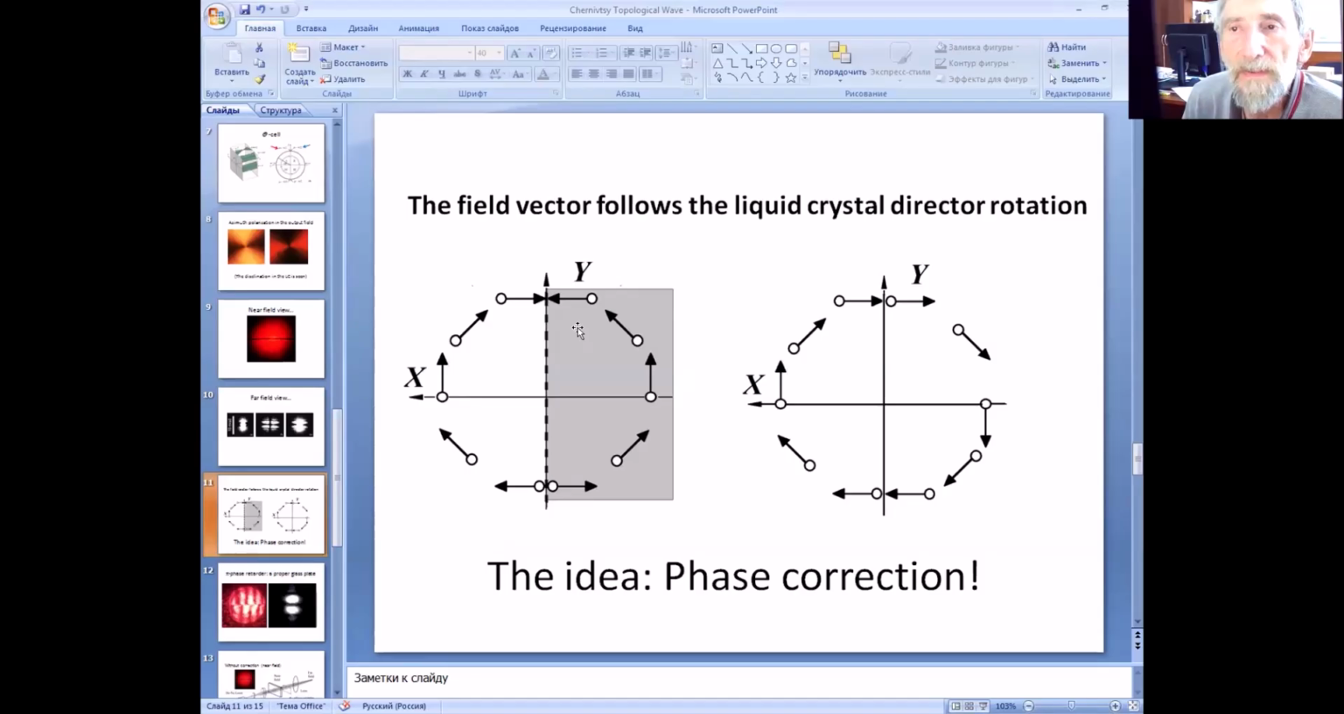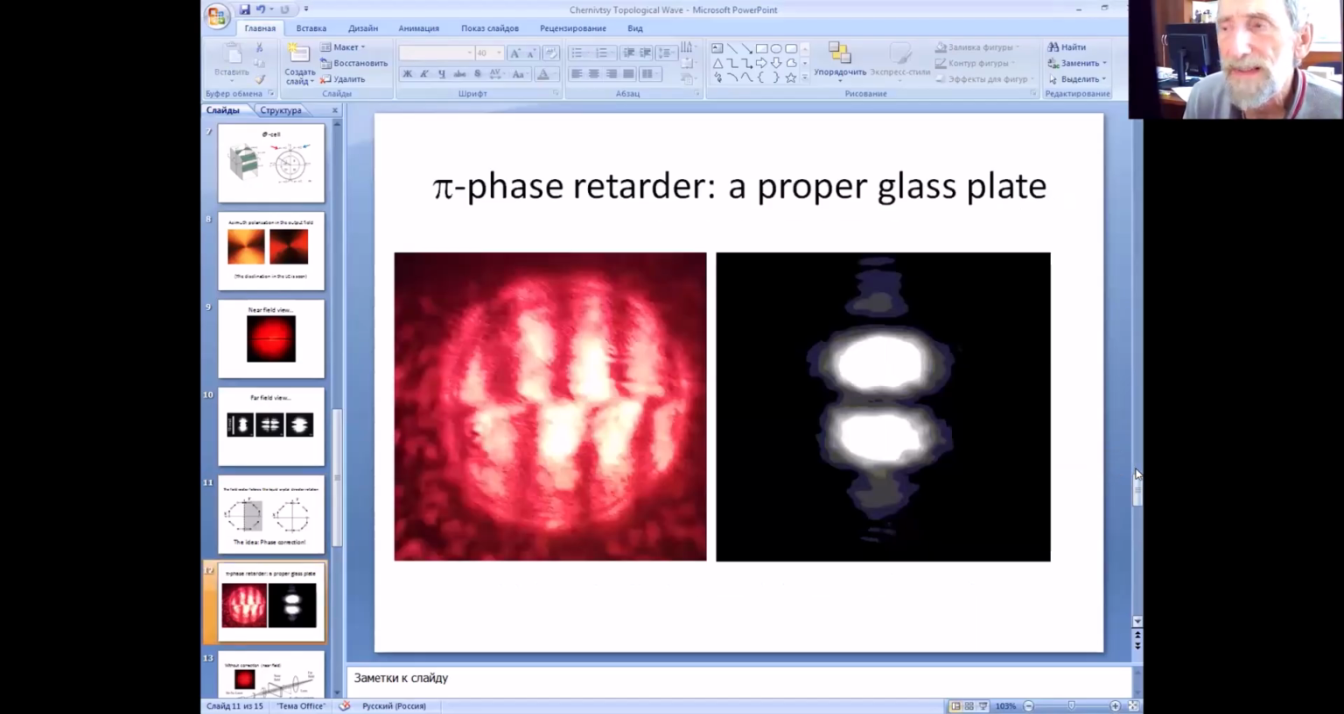What can we do to improve the situation? Just put a pi phase retardation. In this case, all these arrows will be directed backwards, and the picture will be very nice without any phase defects, and the polarization will be exactly azimuthal. Well, we can also do radial in this case as well.